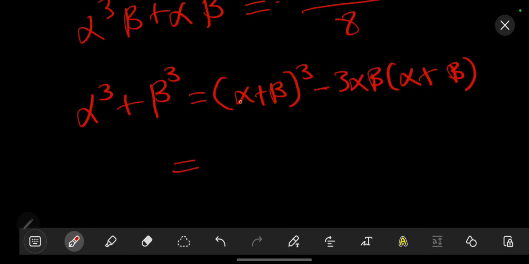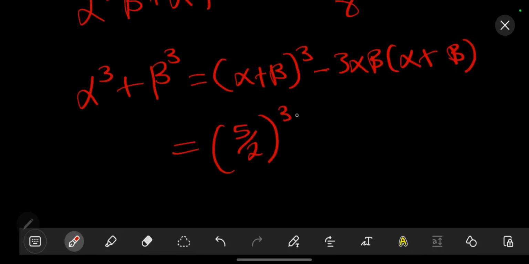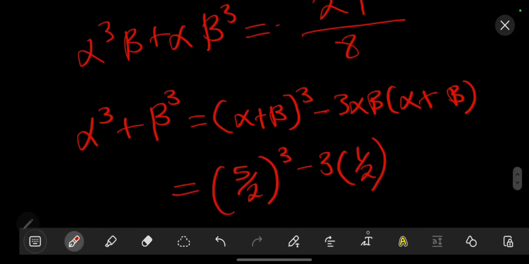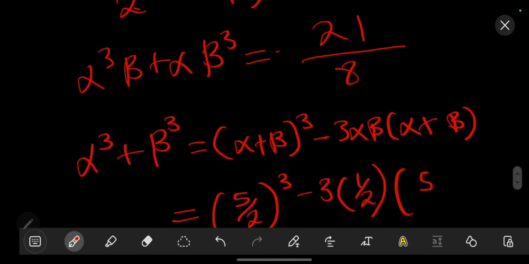So we are going to have alpha plus beta. Alpha plus beta is giving us a value that is equivalent to 5 over 2, if I'm not mistaken. Then we have to the power 3, then we have minus 3 times alpha beta. We know that alpha beta is 1 over 2. Then we have the sum, which is equal to 5 over 2, like that.